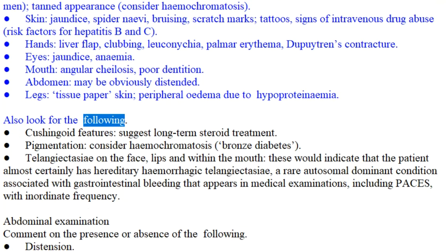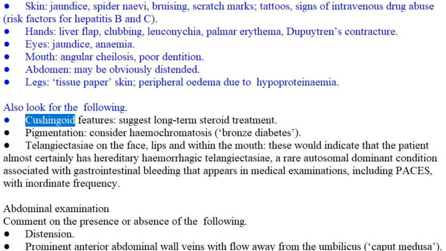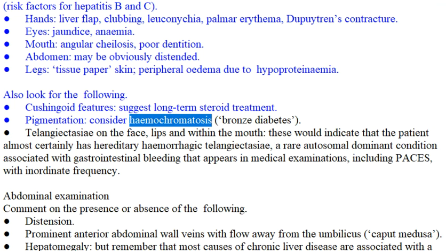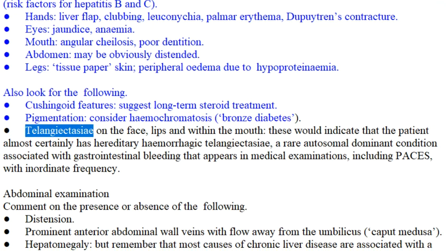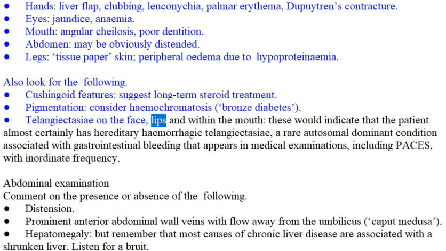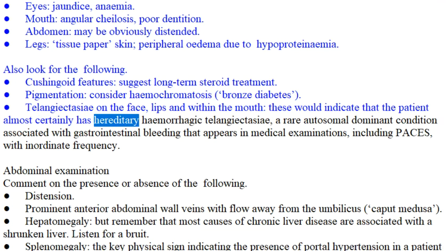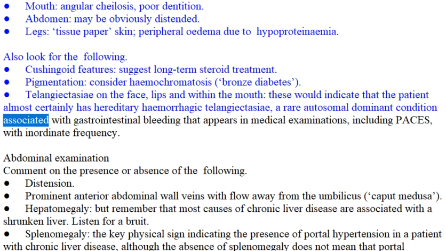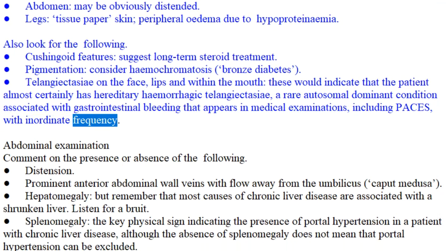Also look for the following. Cushingoid features, suggesting long-term steroid treatment. Pigmentation: consider hemochromatosis, bronze diabetes. Telangiectasia on the face, lips, and within the mouth. These would indicate that the patient almost certainly has hereditary hemorrhagic telangiectasia, a rare autosomal dominant condition associated with gastrointestinal bleeding that appears in medical examinations, including PACEs, with inordinate frequency.